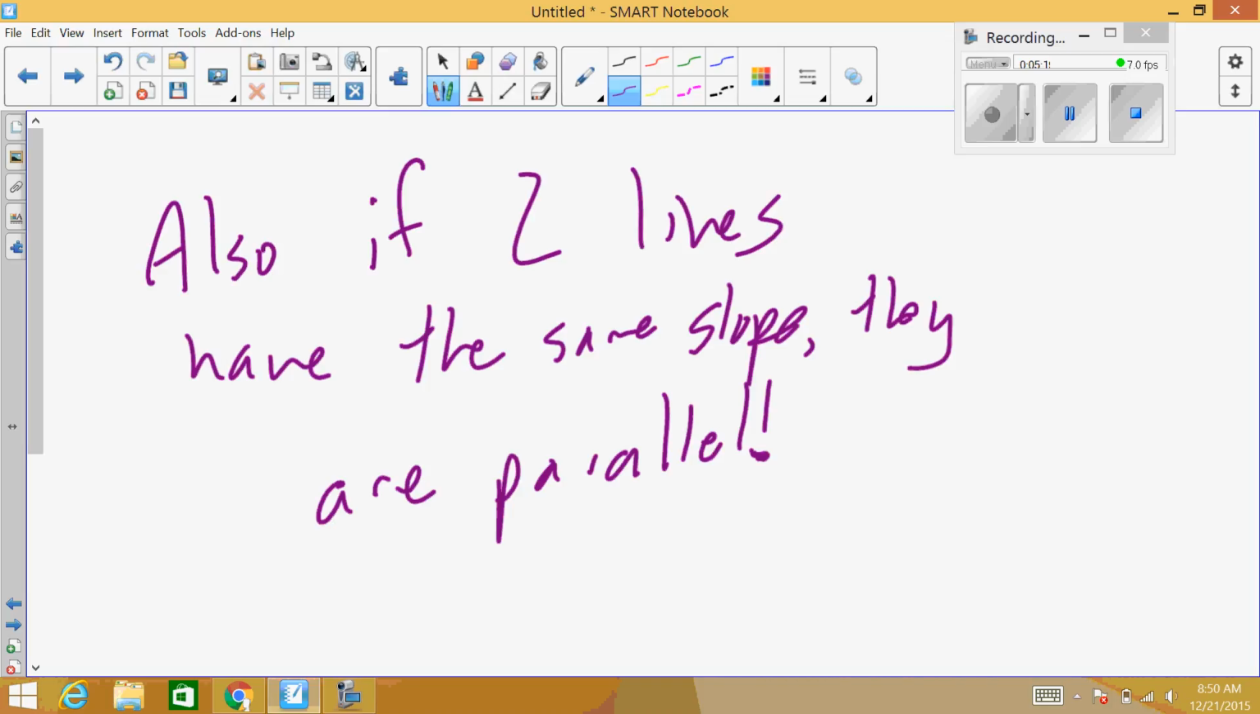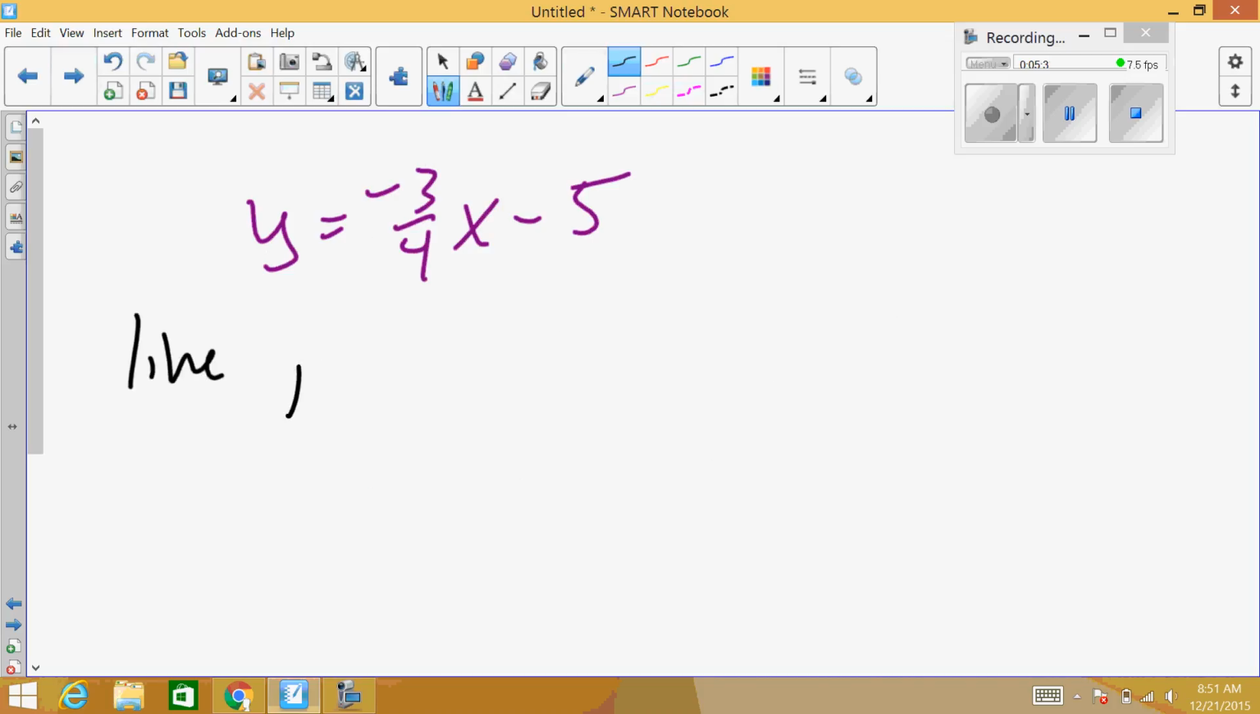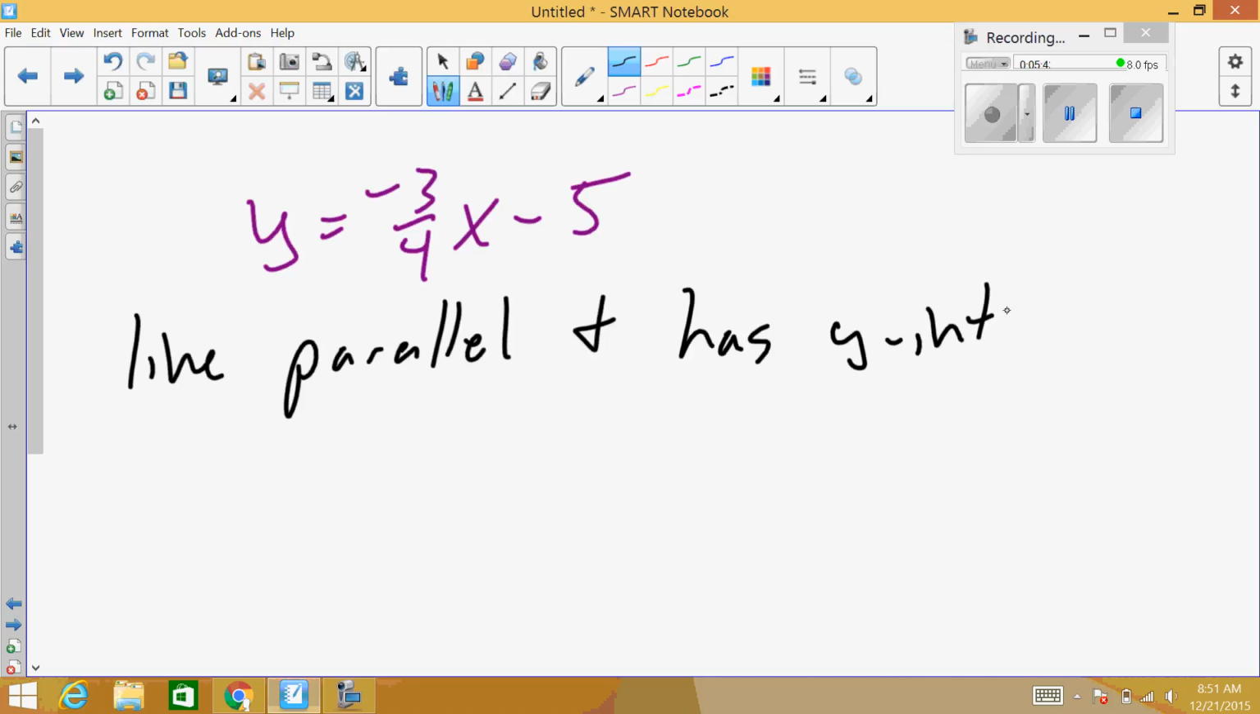Perfect. We got the big idea out of the way. Now we can fill in some details. Okay, so let's say I've got a line, y equals negative 3/4 x minus 5, and I want to create a line that is parallel and has a y-intercept of 4.